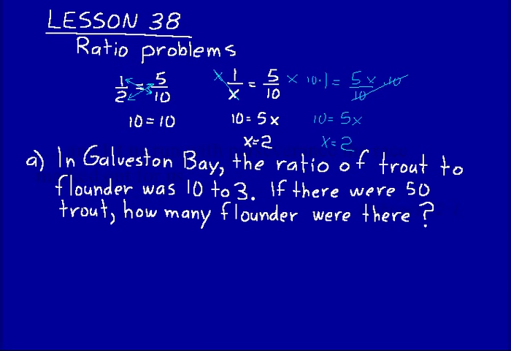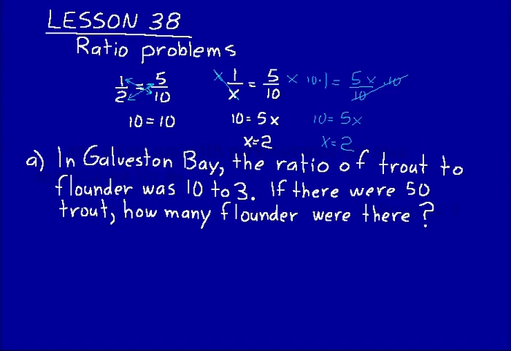Let's go ahead and do a word problem. Let's just read it through first. It's always what we do with word problems, right? We read them through first one time. And this one says, in Galveston Bay, the ratio of trout to flounder was 10:3. If there were 50 trout, how many flounder were there?